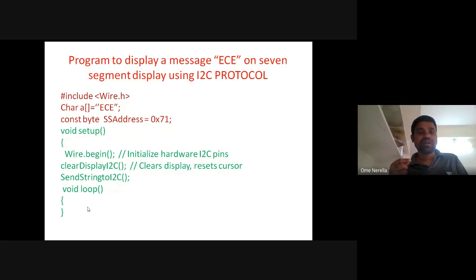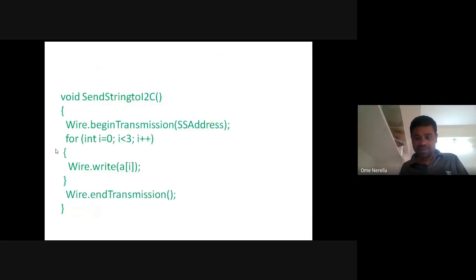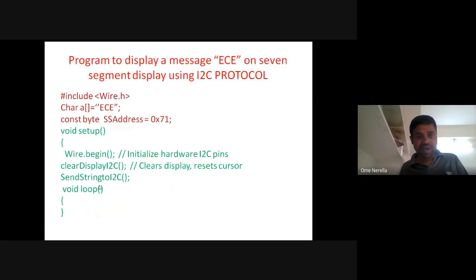If you repeat, the more number of times it will be displayed, it will be inconvenient. So if you write it in setup, it will be displayed one time. One time means the data is forever available on the 7 segment display. First, we will send string to I2C, meaning I want to send our string to the I2C based device.